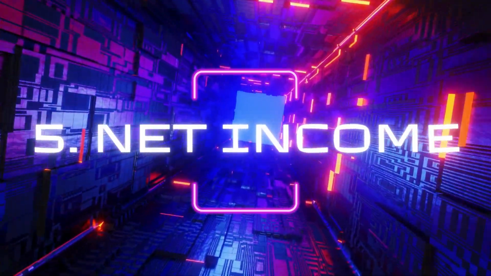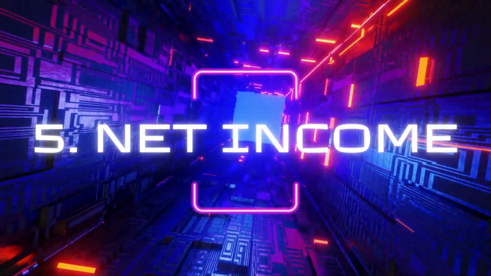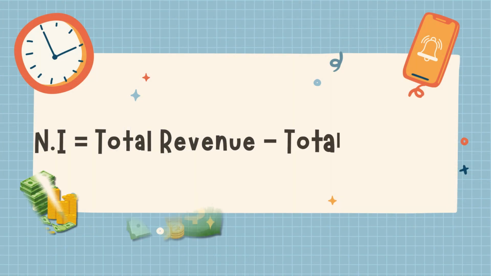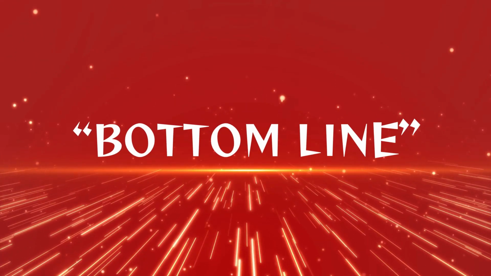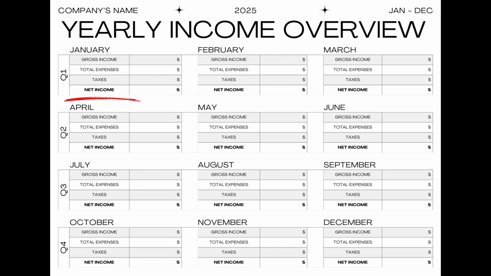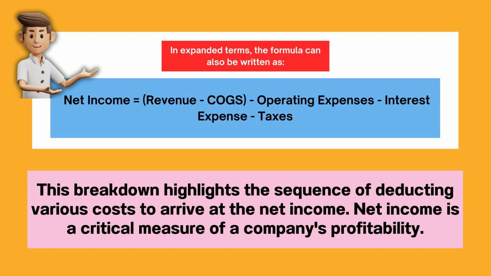Net income is the total amount of money a company makes after all expenses are subtracted from its revenue. It's often referred to as the bottom line because it's usually the last line on the income statement. Net income shows how well the company is doing, basically if it's making or losing money.